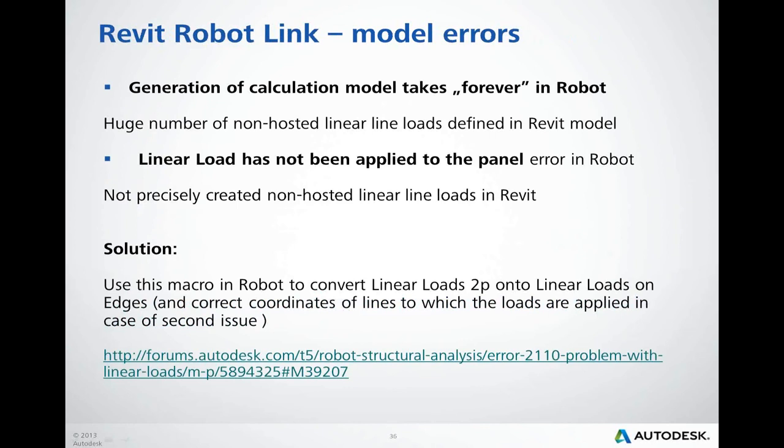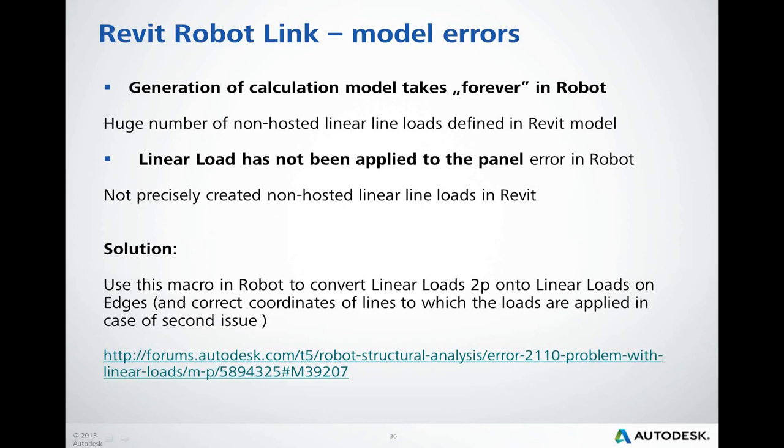Now some model errors reported by the program, especially Robot. Geometrical analytical model errors can be reported by the consistency check in Revit, and also by verification in Robot, such as instabilities or overlapping objects warnings. Other unexpected behavior or errors can be caused by linear non-hosted Revit loads: a very long time of model generation, or the warning that a linear load has not been applied to the panel.